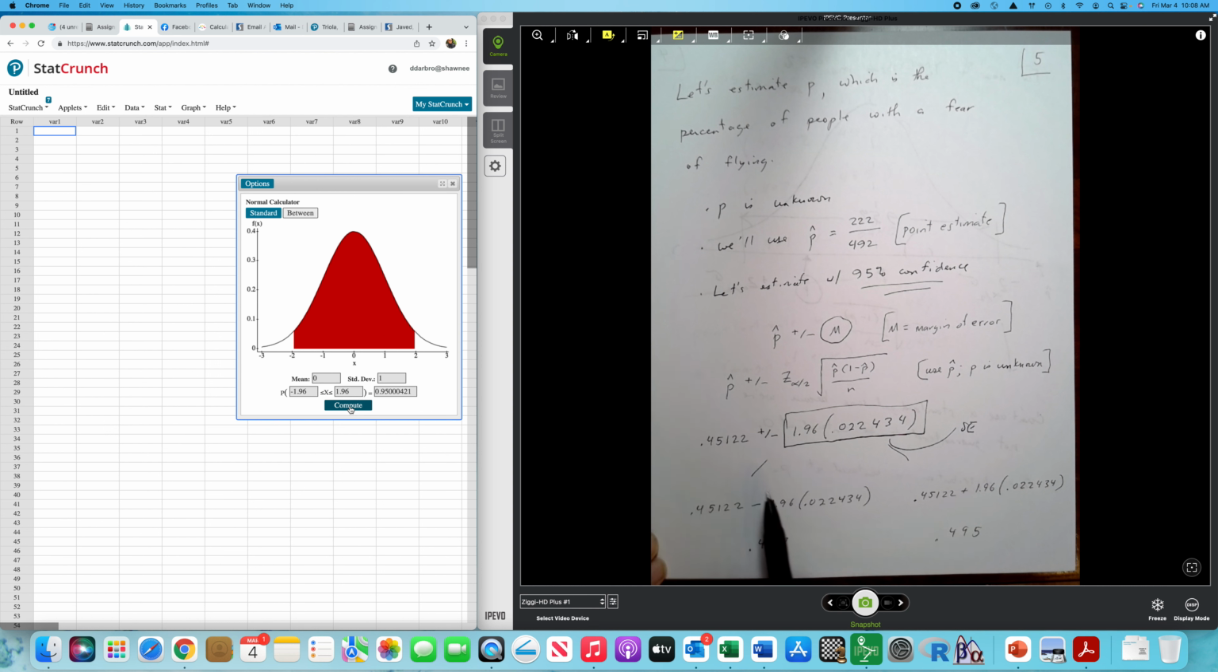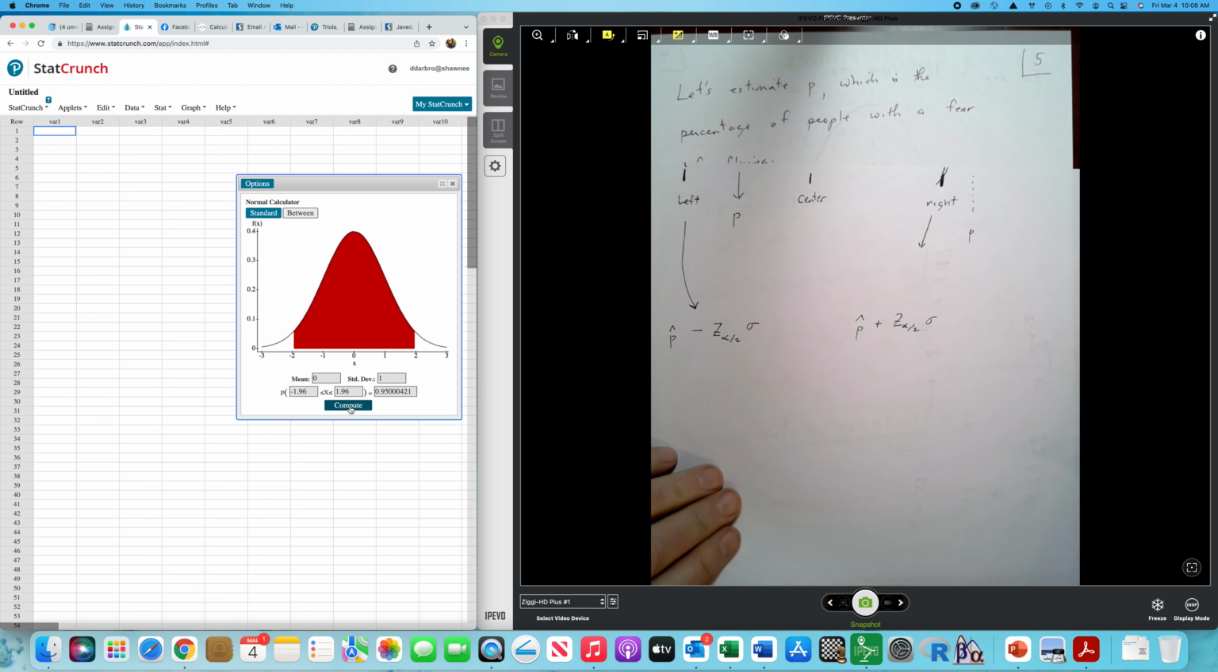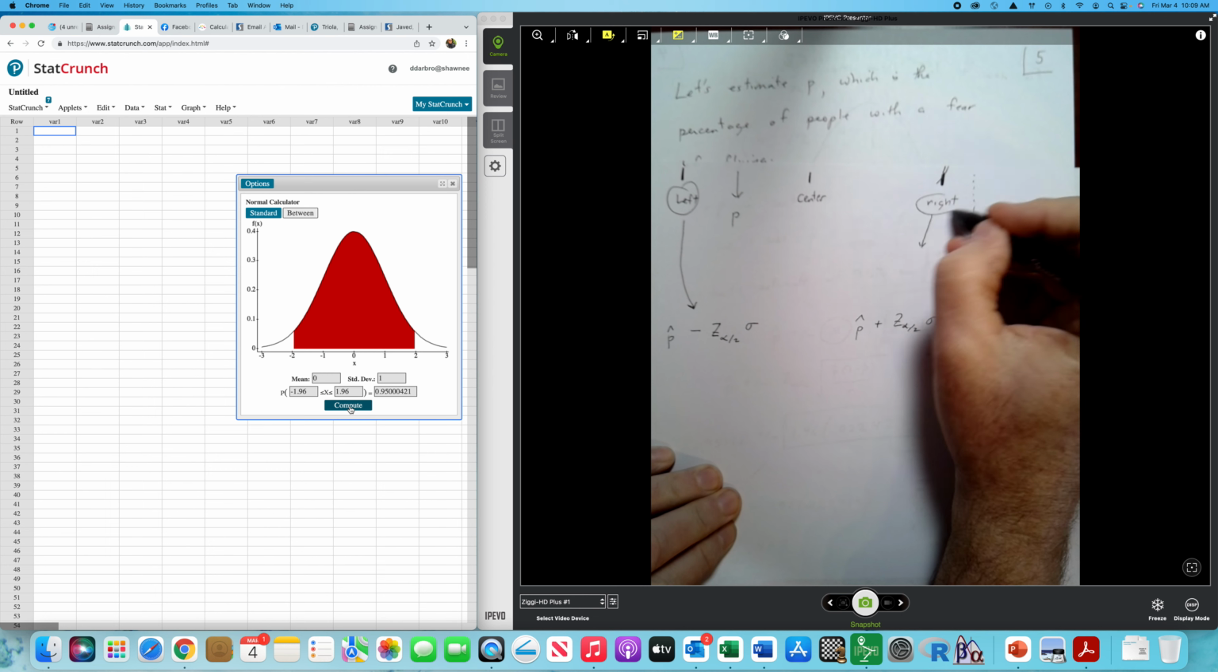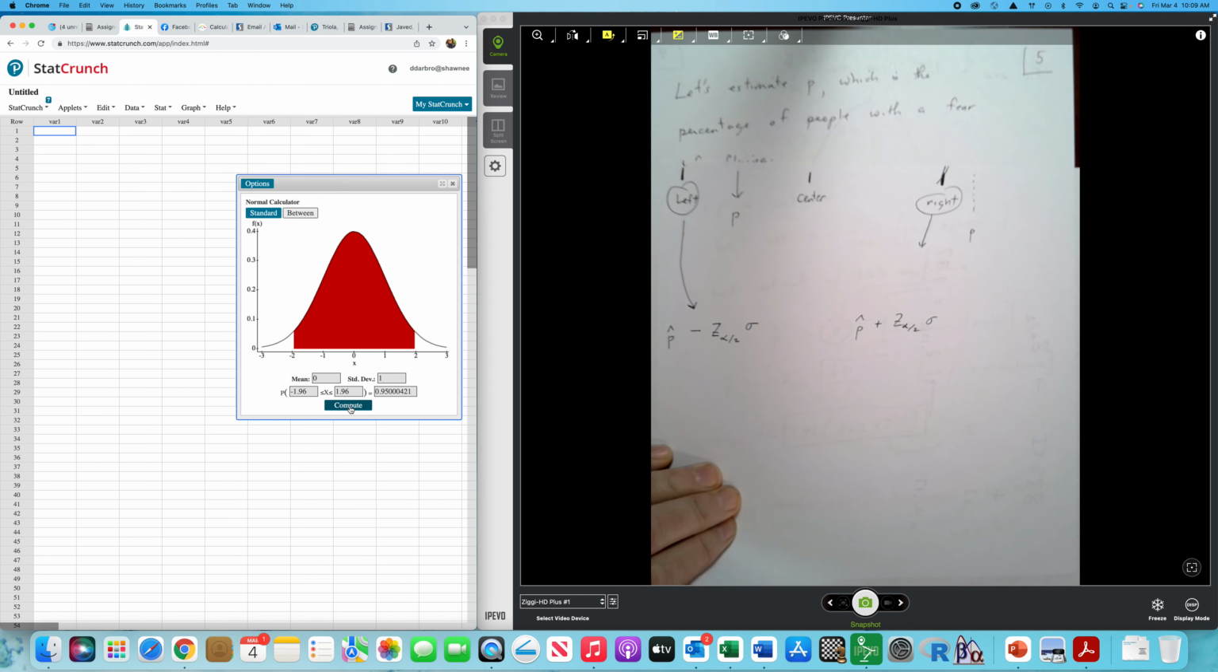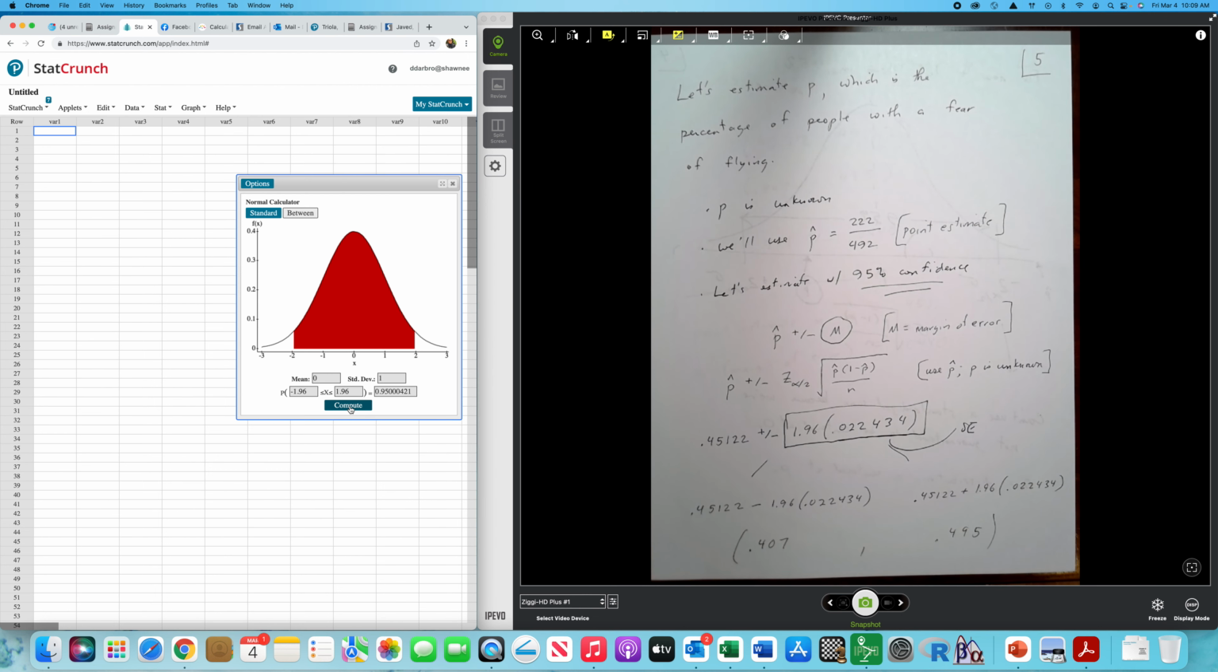So I've done the calculations, because I have the plus and the minus, I have to do two operations. I have to do the point estimate minus the margin of error, and I have to do the point estimate plus the margin of error. So I get two answers. And this answer is the confidence interval. That is the values that I get right here and right there in the distribution of sample proportions.